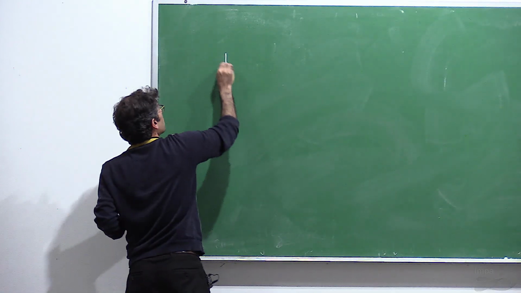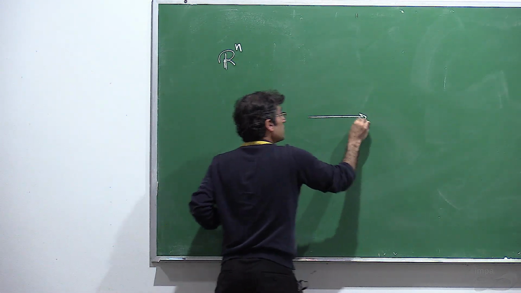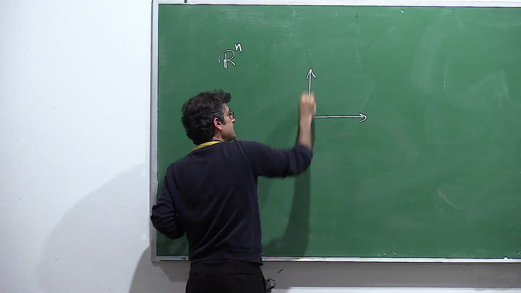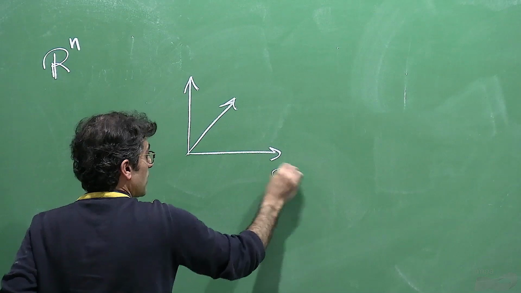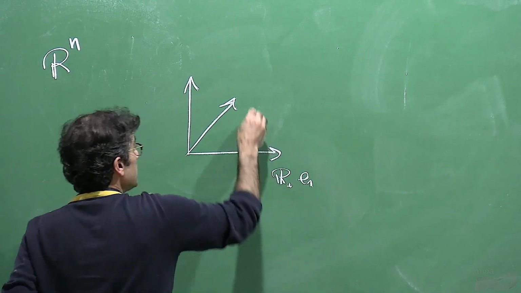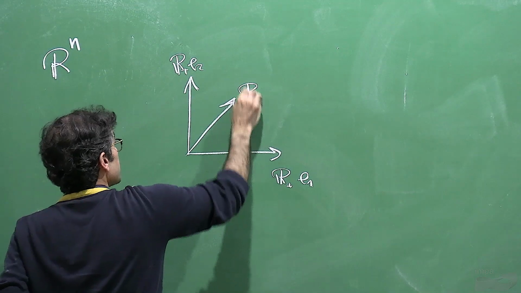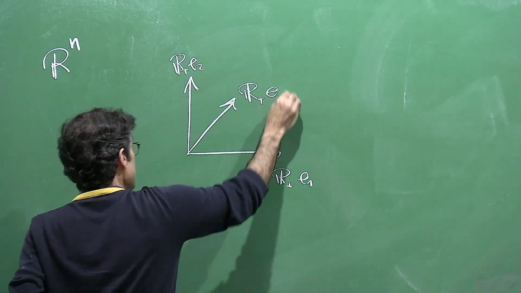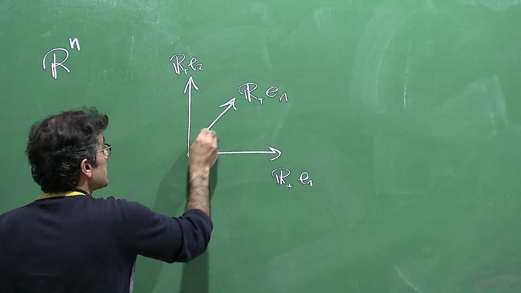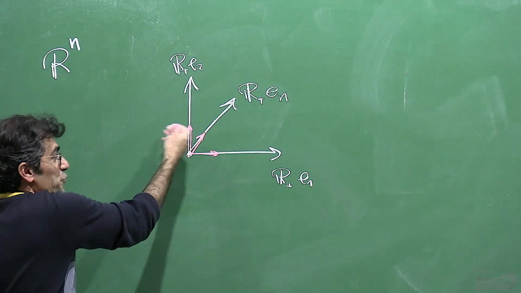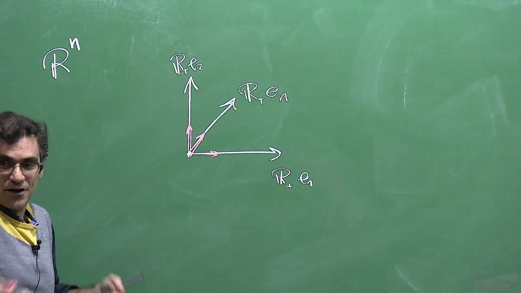So you look at R^n. You take all the rays associated to the coordinates: R plus E1, R plus E2, up to R plus En. The primitive vectors are E1, E2, up to En. If you do the sum, you get E1 plus E2 plus E3 up to En.